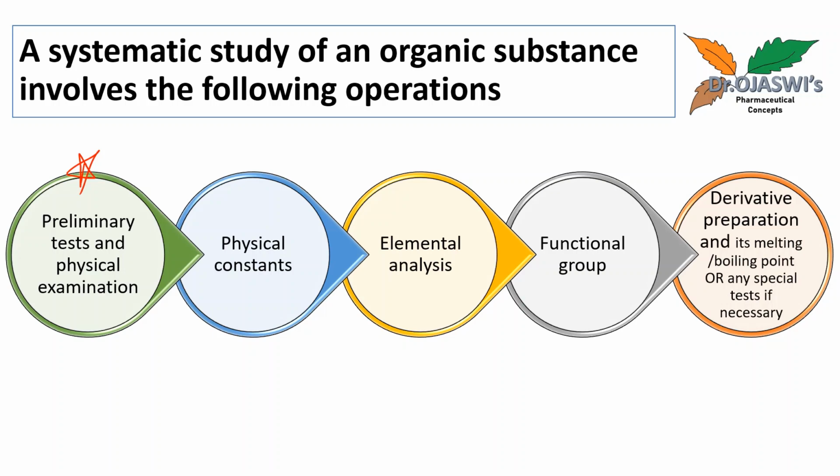So we have to study step by step. This is the first step. Then in the second step we can determine the melting point of the given solid sample. Then in the third step we can determine the elements present in this sample by carrying out certain chemical reactions. In the fourth step, we can identify the functional groups present. And in the fifth step, we can prepare the derivative.